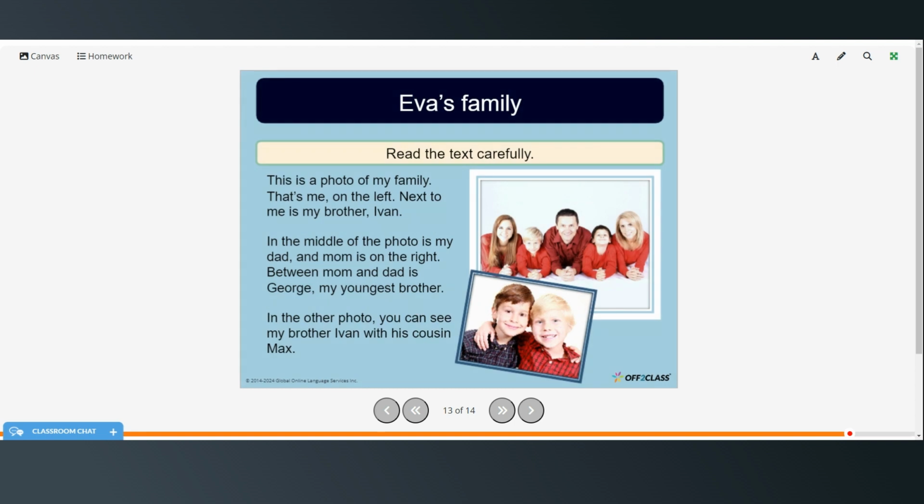All right, so next you're going to read this text. You can either pause the video and read on your own, or you can follow along as I read. This is a photo of my family. That's me on the left. Next to me is my brother Ivan. In the middle of the photo is my dad, and Mom is on the right. Between Mom and Dad is my youngest brother. In the other photo, you can see my brother Ivan with his cousin Max.